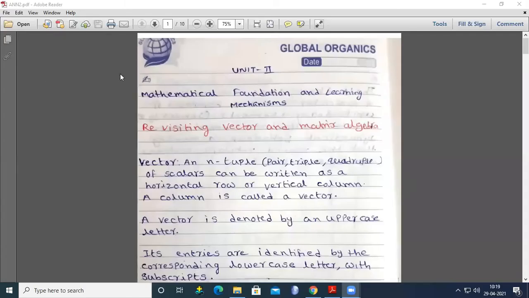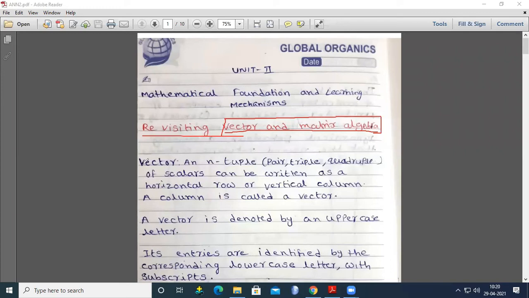Second unit, regarding some mathematical foundations and learning mechanisms. In this, we are going to learn different mathematical models. In today's class, we are going to learn about vector and matrix algebra, revisiting vector and matrix algebra. That means in this class we will learn what a vector is, what operations you can perform on vectors, and similarly matrices. These two topics we are going to discuss in today's class.